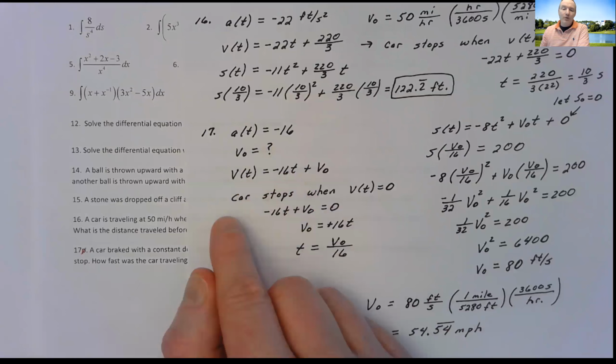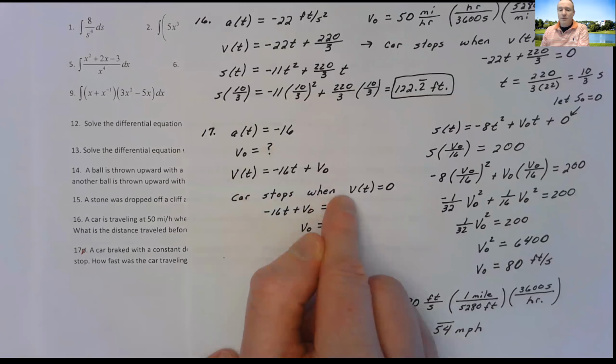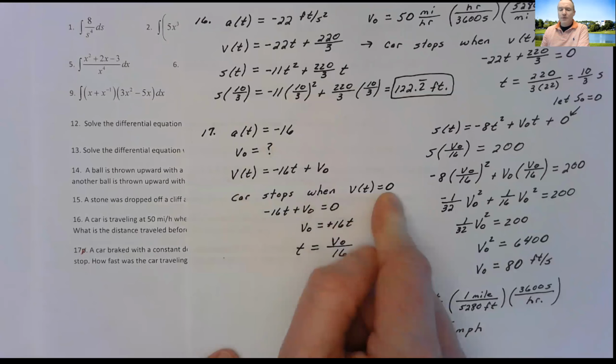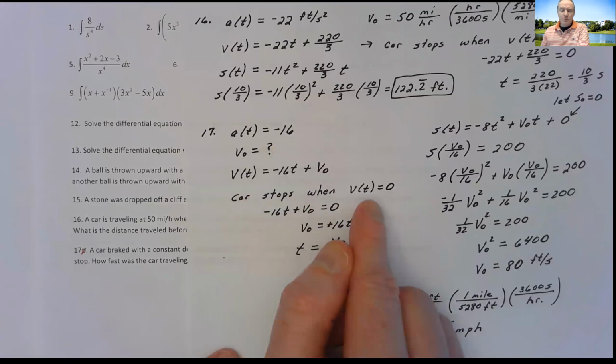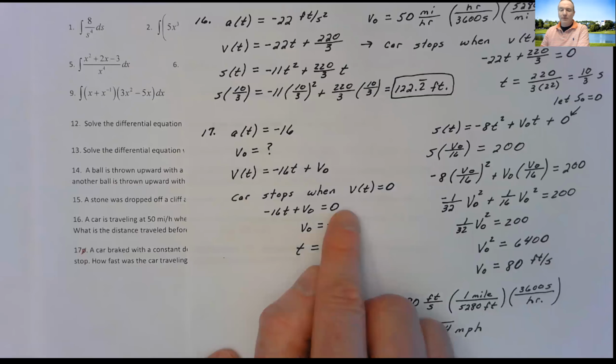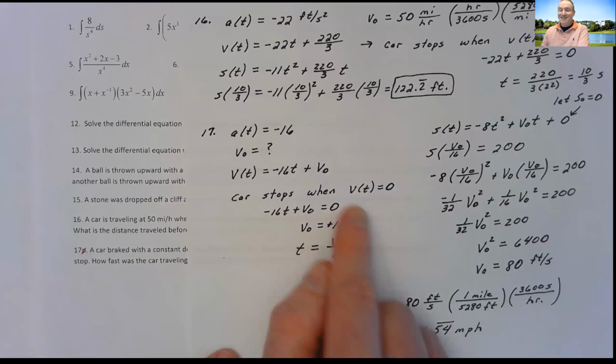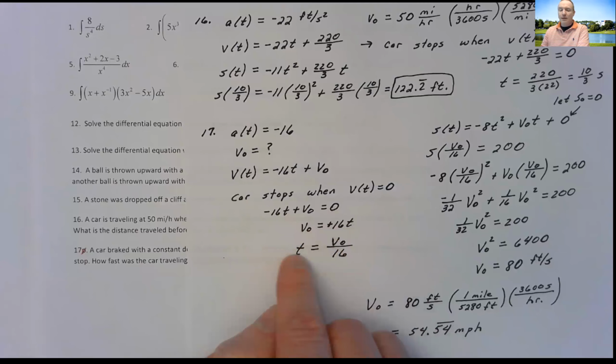Now, I know that the car is going to stop when the velocity equation is equal to 0. So let's use that to our advantage. I set the velocity function equal to 0 and solve. It's going to come to a stop when v sub 0 is equal to 16 times t, and then t is going to equal v sub 0 divided by 16.